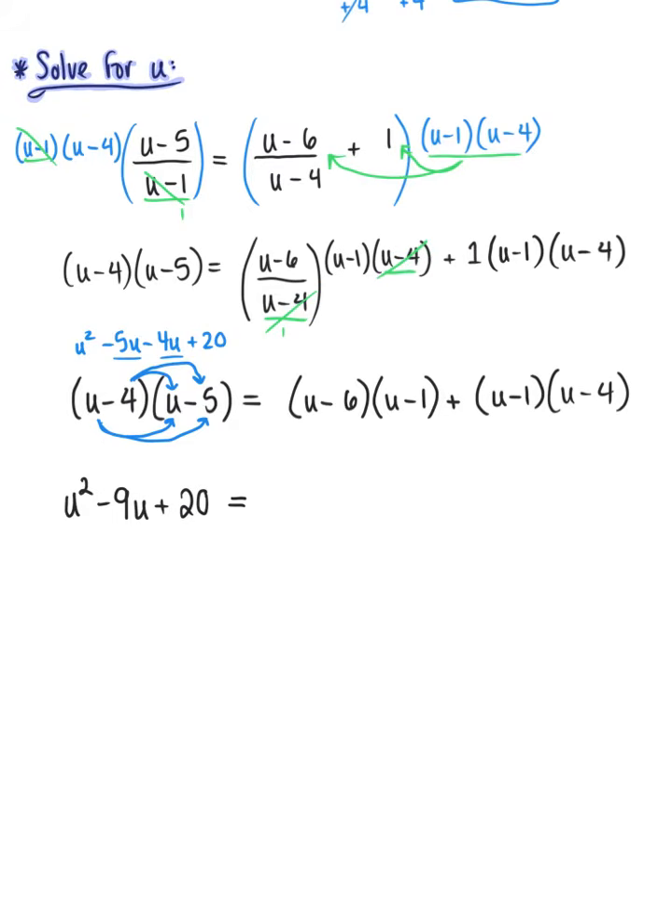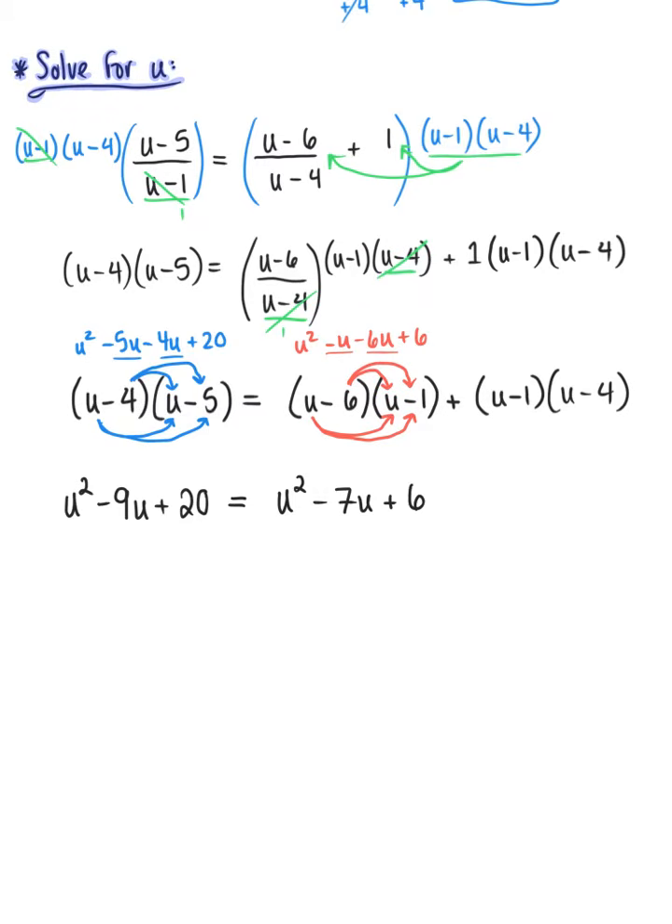So moving on to our right-hand side, the first binomial product, we have u times u, which is u squared. We have u times minus 1 for a minus u. We have negative 6 times u for a minus 6u. And then negative 6 times negative 1 is plus 6. And again, those two intermediate terms are like terms. So we are left here with u squared minus 7u plus 6.